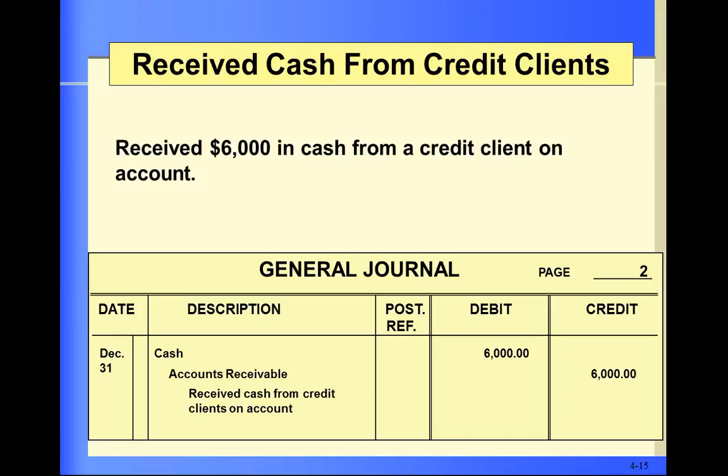Now, once the future arrives, we're going to receive payment from our credit customers. And so we are going to receive $6,000 in cash from our client. So we increase the balance of our cash account by $6,000. And at this time, we're also going to decrease the balance of our accounts receivable account because they no longer owe us that money. We record in there that we received the cash from that credit customer.